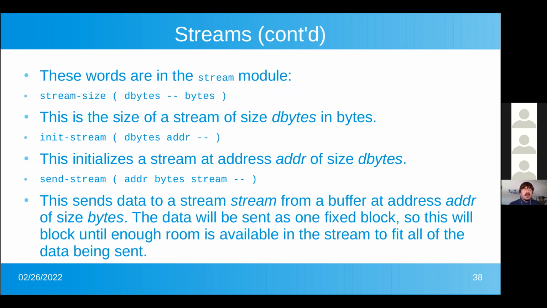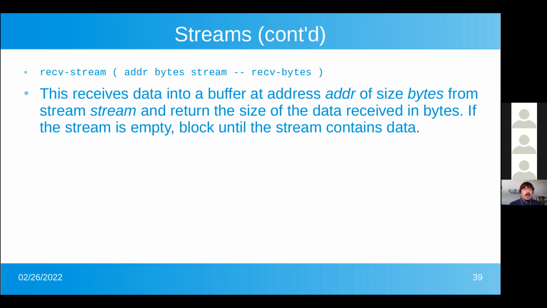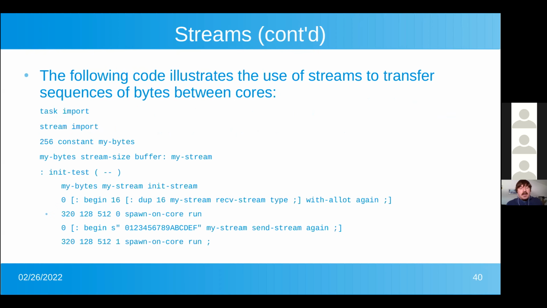And here's some of the words that are used, but there's actually many words for different settings of modes of sending and receiving that are available, which can be seen in the documentation in GitHub. And here's a simple example where it sends characters across a stream from core 1 to core 0, and then it prints the data that is sent across.